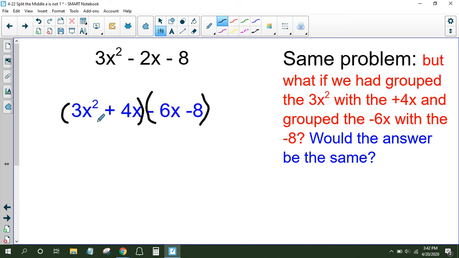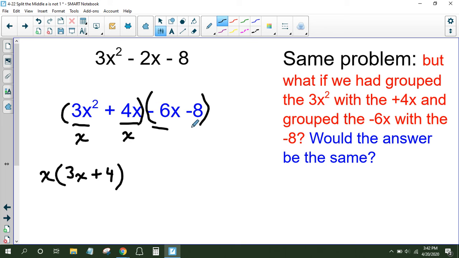All right, so we have a 3x squared and a 4x. The only thing that we'll be able to divide both of those by is an x. Okay, and then we're going to pull that x out as our GCF. Okay, so we have a 3x squared divided by an x, which will leave us with 3x. And then a 4x divided by x, which will leave us with 4.